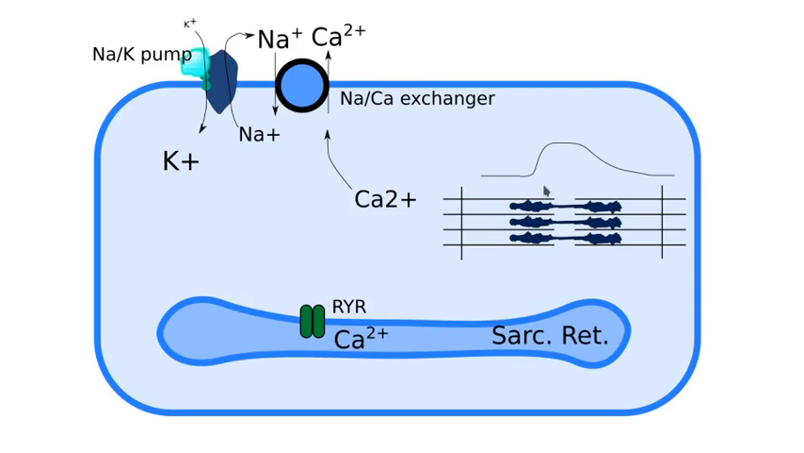But there's another thing that happens as well, is the calcium interacts with the ryanodine receptors on the sarcoplasmic reticulum, causing them to open. So we now have a release of calcium from the intracellular stores, and that results in an even greater increase in intracellular calcium, and that in turn means an even greater increase in the strength of the twitch.